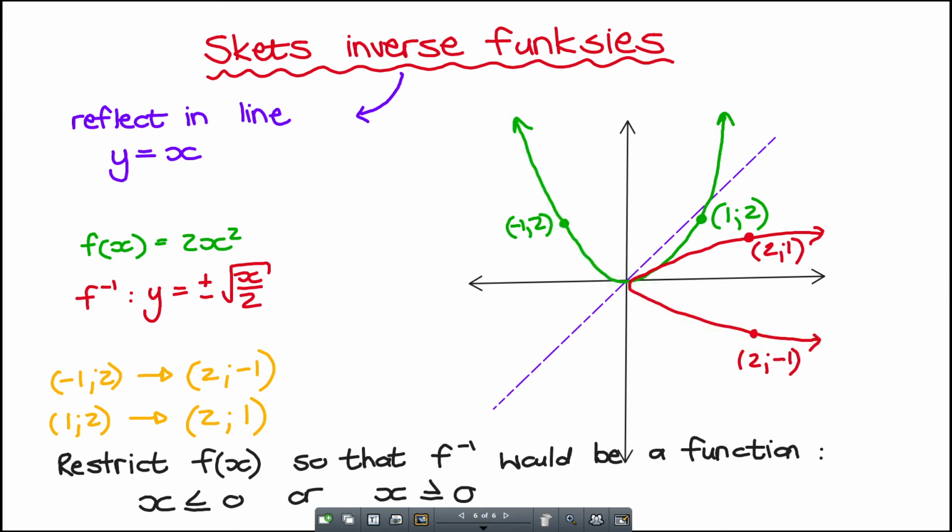Kom ons kyk gou. If I restrict it, x is greater than 0, it means I'm talking about this green arm there. And when I draw inverse of just that arm, it would be this one. And if I do vertical line test with that, would it be a function? Ja, ek gaan net een keer raak. All right, dankie. Any other questions here?